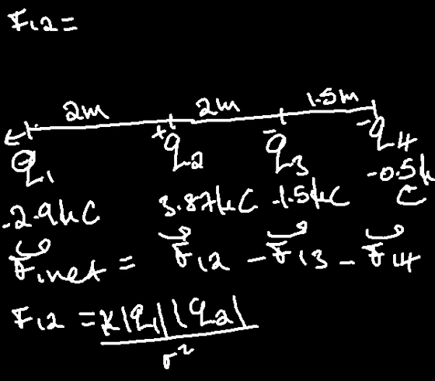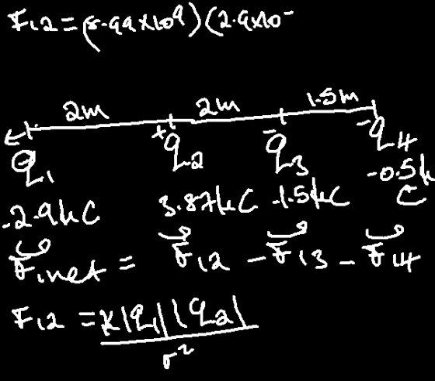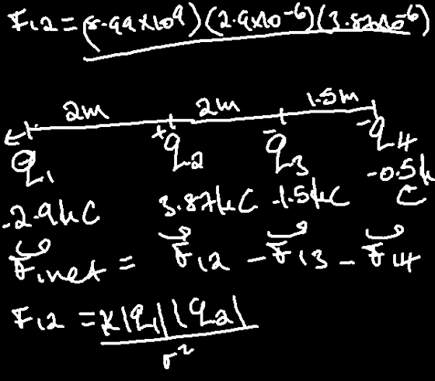That is given as 8.99 times 10 to the positive 9, times what is the value of charge 1? Since this is the absolute value, we would disregard the negative, so we have 2.9 times 10. What is micro? It is -6. Times what is charge 2? We have 3.87 times 10 to the power -6, divided by the separation distance between the charges, which is 2 meters to the power 2.